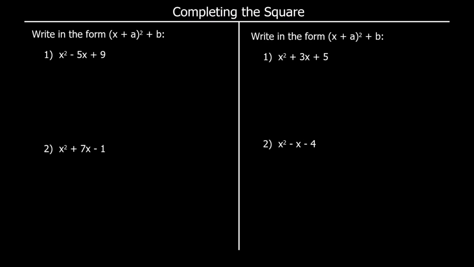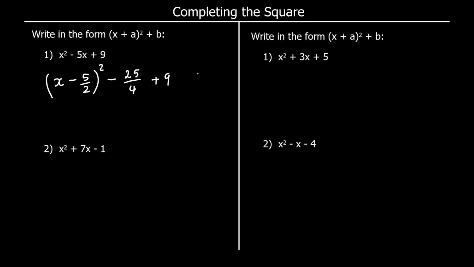In this next set of questions, we have odd b terms, which makes the calculations a little bit harder, but it's the same process. So I'm going to half my negative 5, which I'm just going to write as negative 5 over 2. Then I'm going to take away that squared. So 5 over 2 squared is 25 over 4, and plus 9 on the end.